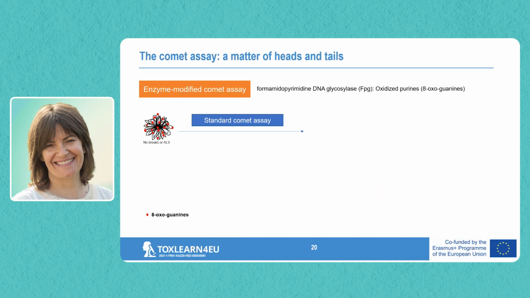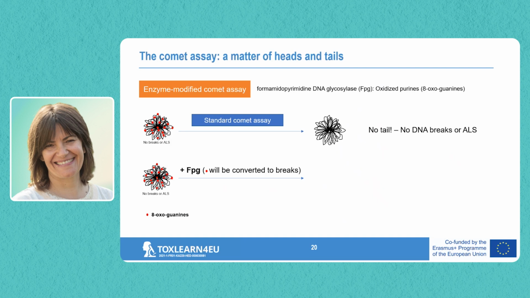So let's imagine we have a nucleoid with a lot of 8-oxoguanines. You do the standard Comet Assay, the standard one. You don't use any enzymes. What would you get? No tail at all. There are no breaks, no tail. Or let's imagine there are no alkali labile sites. So nothing. If you are using a compound, you can see this compound is not genotoxic. This compound doesn't induce breaks. It may have other lesions that I'm not detecting.